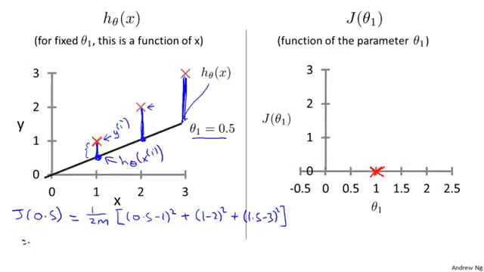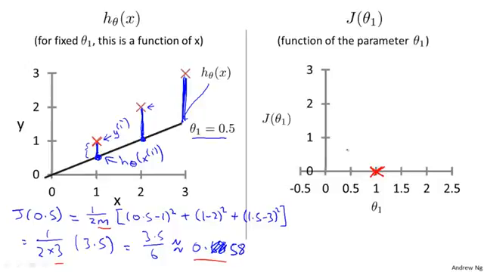And so that's equal to 1 over 2 times 3, because m, my training set size, I have 3 training examples. And then that's times, simplifying the thing in parentheses, 3.5. So that's 3.5 over 6, which is about 0.68. So now we know that J of 0.5 is about 0.68. Let's go and plot that. Oh, excuse me, math error. This is actually 0.58. So I'm going to plot that, which is maybe about over there. Okay.